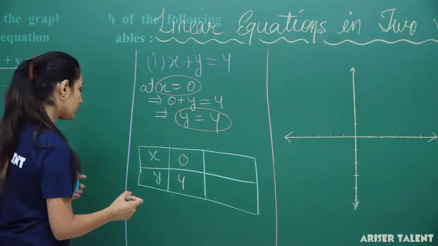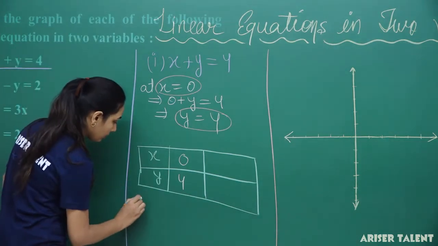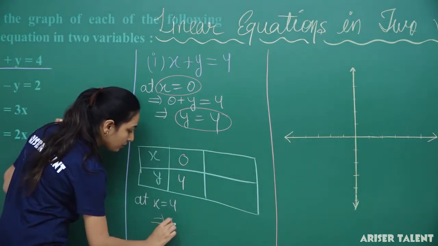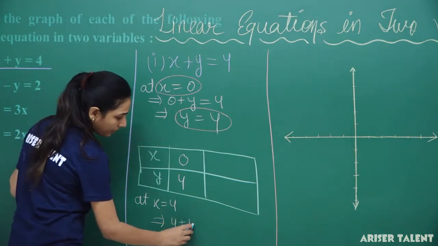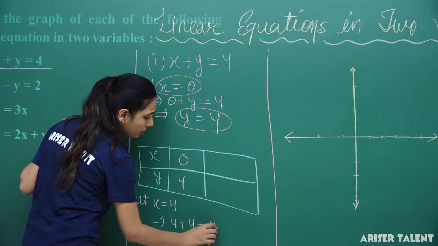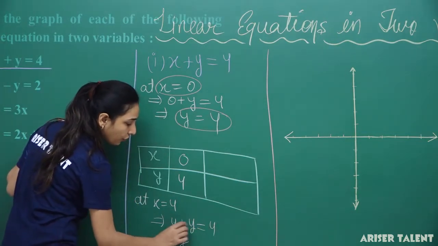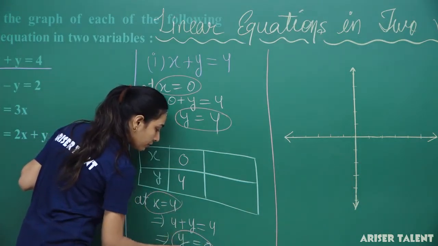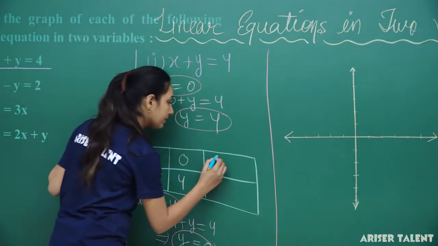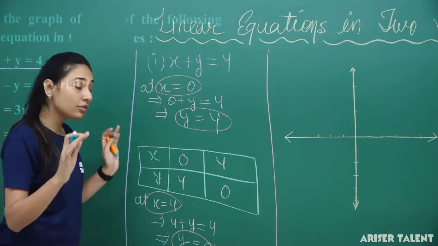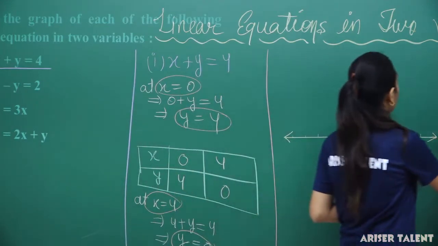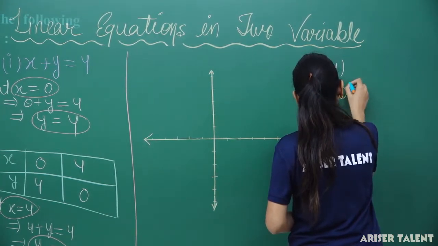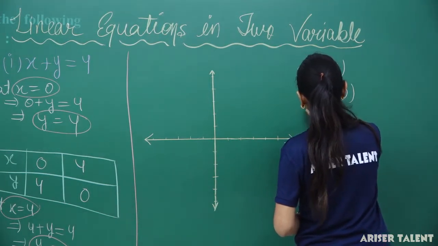Similarly, if I put the reverse values, at x equals 4, y will be: 4 plus y equals 4. That means y equals 4 minus 4, which equals 0. So at x equals 4, y equals 0, right? That means the 2 points are (0, 4) and (4, 0). Let's suppose this is point P1 and this is point P2.